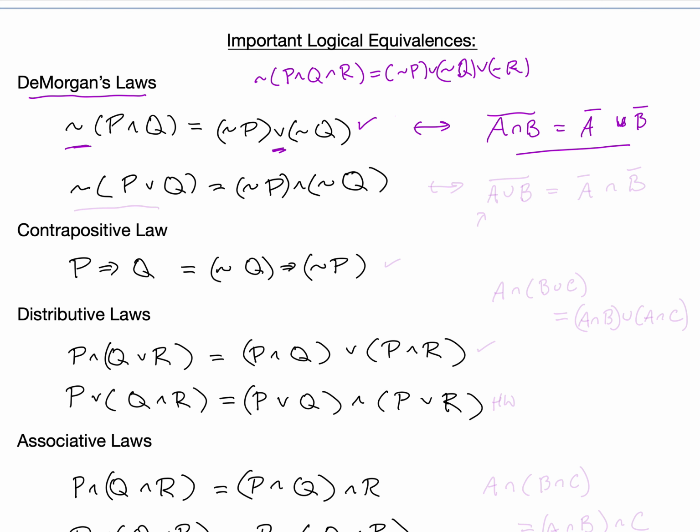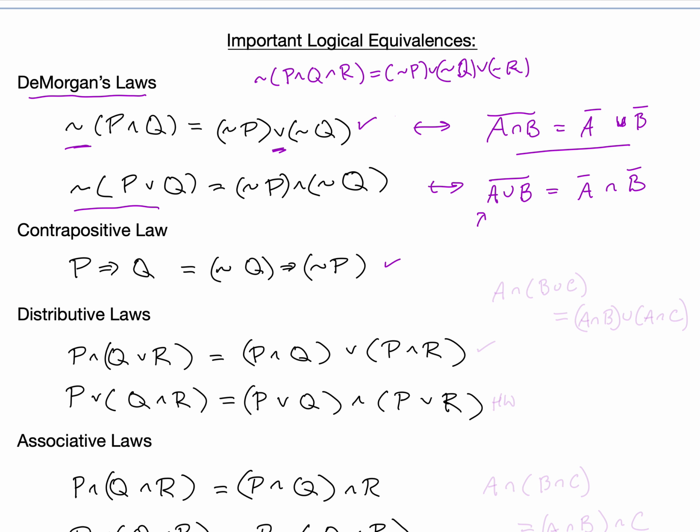Similarly, we've got not (P or Q) is equal to not P and not Q. And again, that's parallel with the complement of A union B is equal to the complement of A intersected with the complement of B. So again, having the not out front over the whole thing switches the symbol in between the expressions.